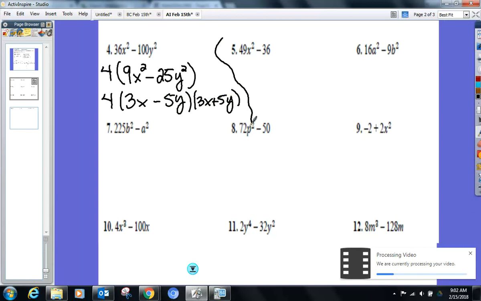Everyone all right? We're not doing anything crazy yet. All right, number 5. Any GCF, 49 and 36? Anything? Well, 49, I'm only thinking about 7, really. 7 doesn't go into 36, so that's it. No GCF, but what do you know about 49 and 36? They're perfect squares, and there's 2 of them, difference of 2 perfect squares.